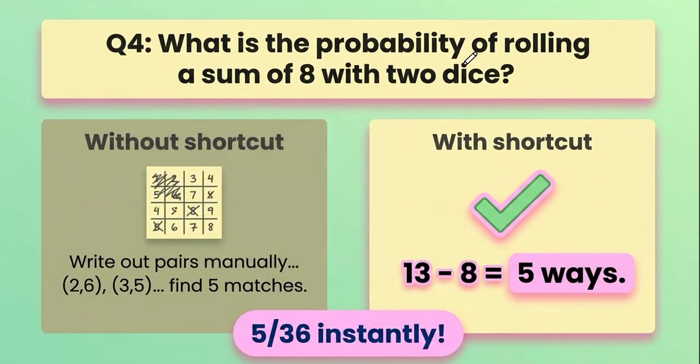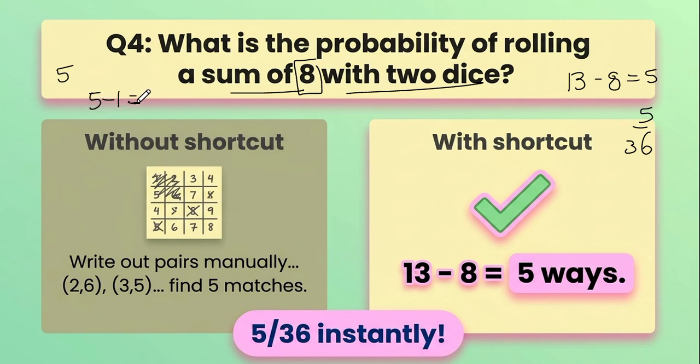For example, here, what is the probability of rolling a sum of 8 with 2 dice? Whenever we want the sum 8, from 8 to 12, what is the formula? 13 minus that sum value, that is 8. So 13 minus 8 is 5. So the correct answer is 5 over 36. Suppose the question is what is the probability of rolling a sum of 5? If the sum is 2 to 7, then the formula is 5 minus 1, which is 4. So the correct answer is 4 over 36. Remember this trick to save your time in the exam.